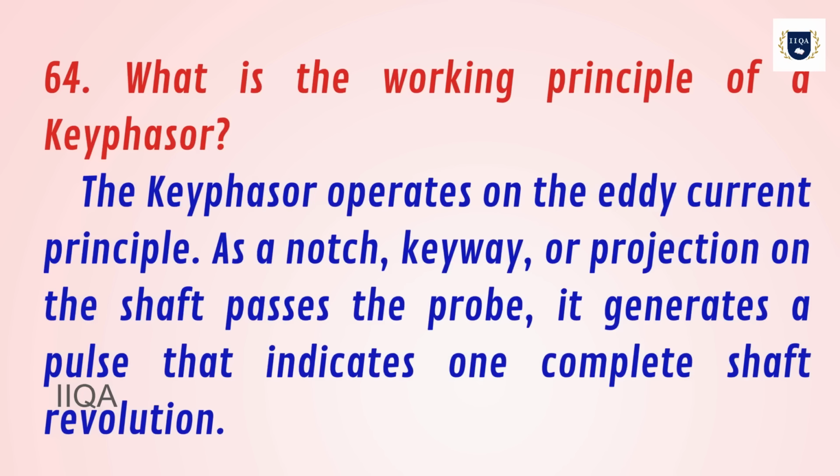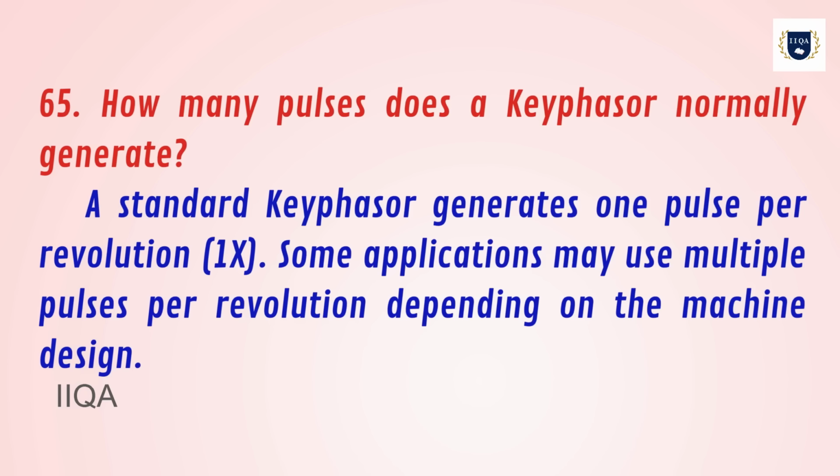64. What is the working principle of a Keyphasor? The Keyphasor operates on the eddy current principle. As a notch, keyway, or projection on the shaft passes the probe, it generates a pulse that indicates one complete shaft revolution.